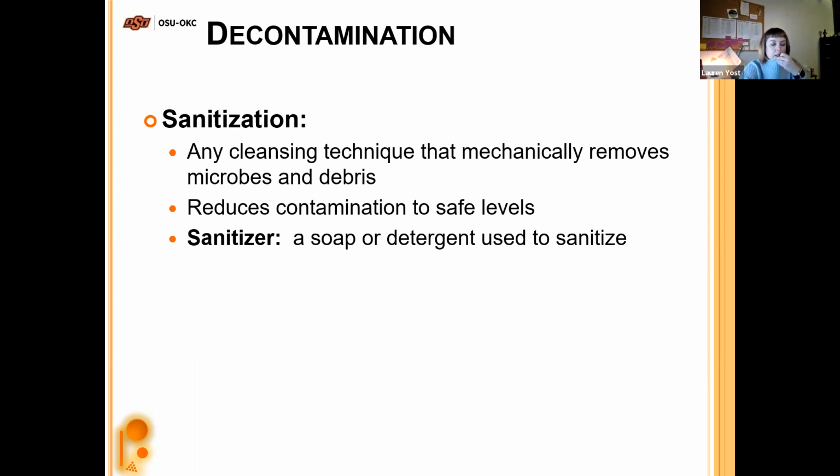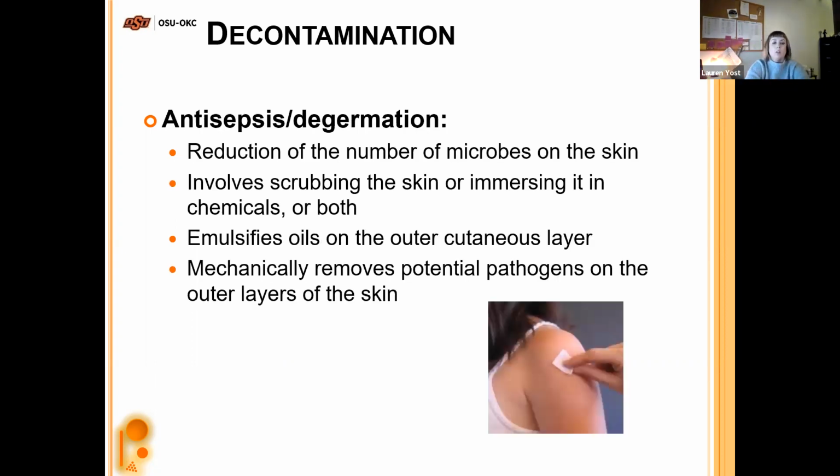And then an example would be anything that's a sanitizer. So soaps and detergents are used to sanitize. They cause a sudsiness that causes the bacteria to not be able to stick on the surface of your hands. That's how it works.